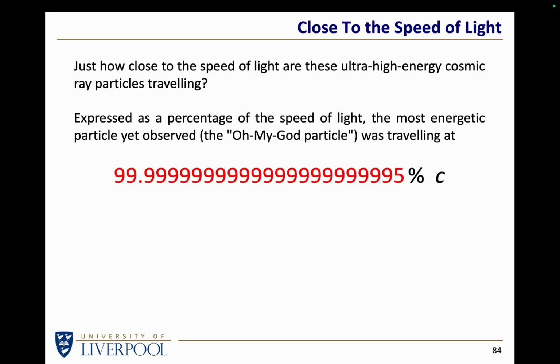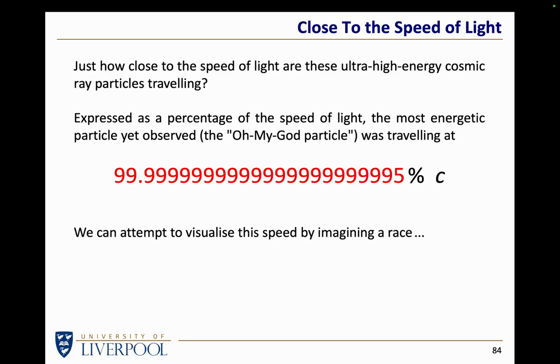99.5% of the speed of light. That's the calculated speed of the Oh-My-God particle. And the question is, what could possibly be the mechanism that will accelerate a proton up to that speed? We really don't know how that could possibly happen. Theorists can hypothesize, but we do not have enough evidence to tell us how that can actually happen. And I'll finish by attempting to visualize just how fast that is.